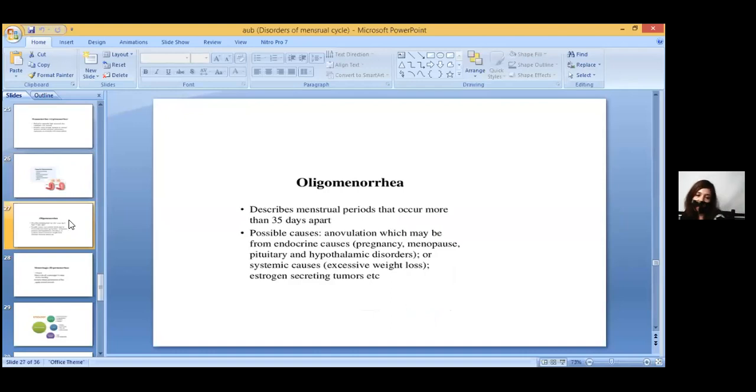Oligomenorrhea means the periods are regular, but the periods occur more than 35 days apart. Okay, so this is called as the oligomenorrhea. Possible causes of oligomenorrhea are anovulation, which may be due to any endocrine problem like pregnancy, menopause, pituitary, any problem in the pituitary ovarian hypothalamic axis, or the systemic causes like excessive weight gain or an estrogen secreting tumor.